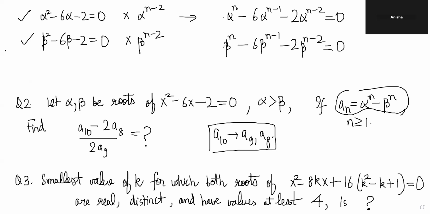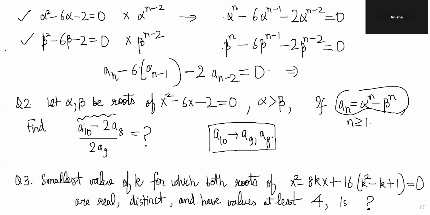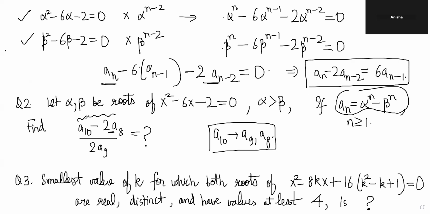Alpha n minus beta n is a n minus 6 a n minus 1 minus 2 a n minus 2, right? So immediately we get an expression like this. We can see this form here, a n minus a n minus 2 twice. So we just keep this and this on this side. So we know a n minus 2 a n minus 2 is equal to 6 a n minus 1. So this top part is basically 6 a9. Answer is 3.